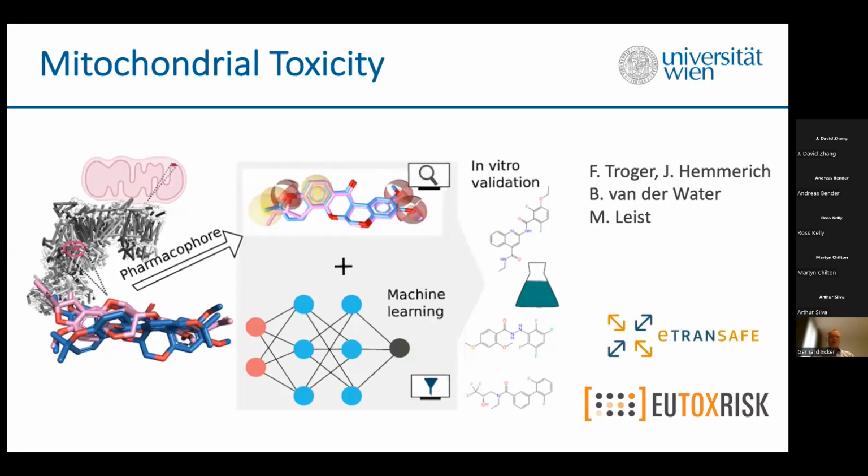So this shows us that this combination of a structure-based pharmacophore model, which is a bit more relaxed, and machine learning is predictive, at least with certain accuracy, of mitochondrial toxicity, or to be concrete, binding to respiratory complex 1. You can read up on this in the paper of Florentina Troger.